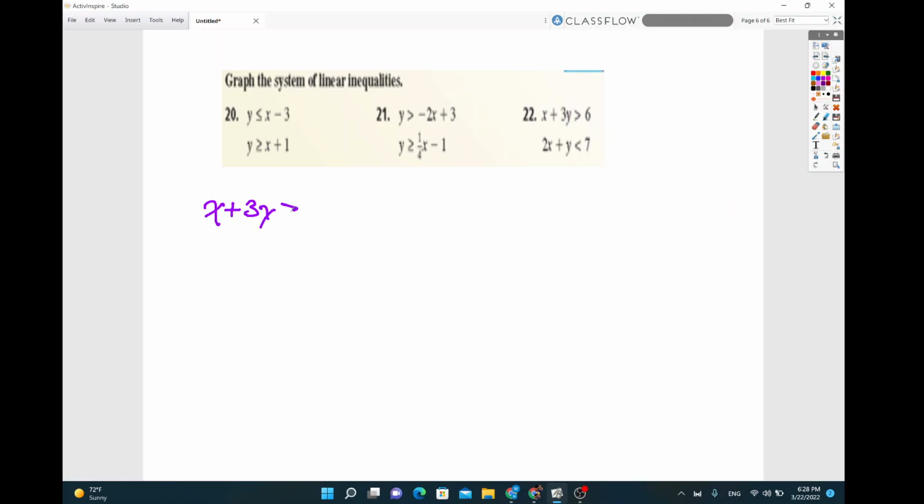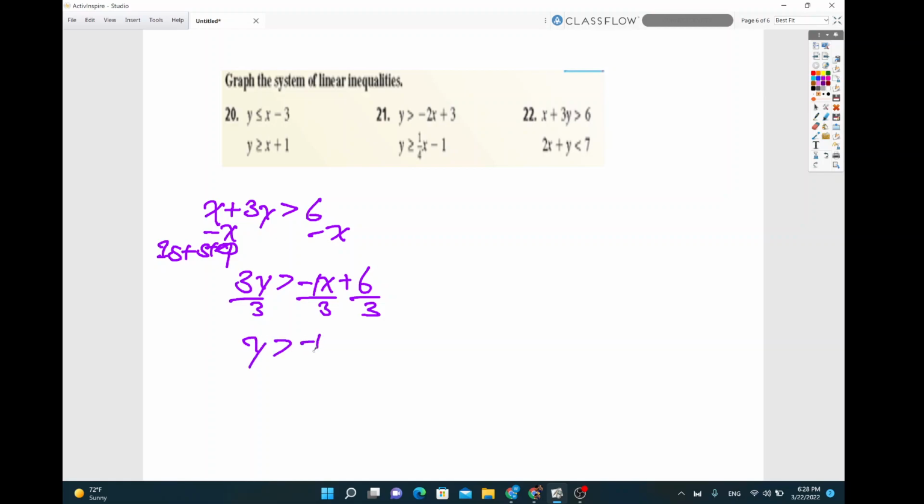So we got x plus 3y is greater than 6. Again, the first step, we need to isolate that y by itself. So we can subtract x on both sides. We got 3y is greater than negative x plus 6, and then divide by 3 on both sides. Now, got to be very careful right here with the number in front of that x, which is negative 1. So we got y is greater than negative 1/3 x plus 2. As you can see, I just separated the fractions and the variable. That takes care of the first inequality.